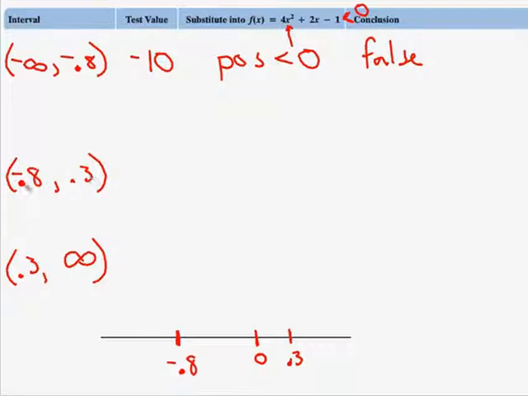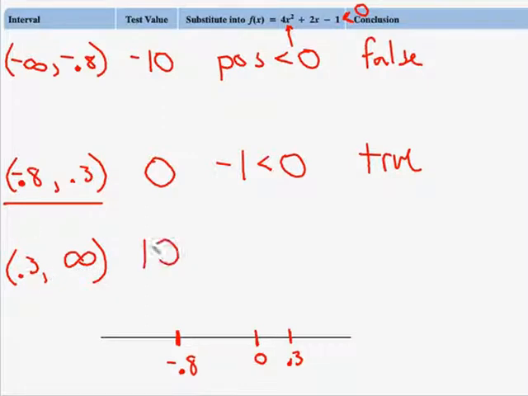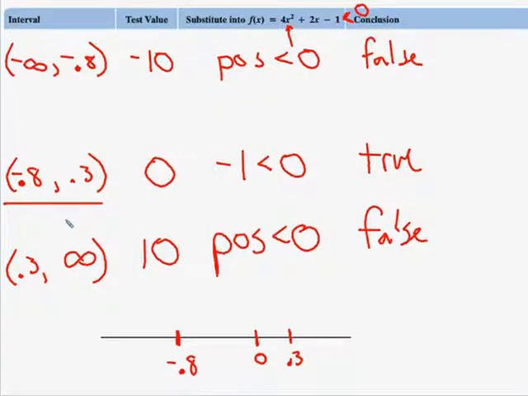Between negative 0.8 and positive 0.3, from negative to positive, we always have 0. 0 is a great number. Then we'll have 4 times 0 squared plus 2 times 0, so that'll turn into a minus 1. Is minus 1 less than 0? Yes, that is true. So we will color in that interval. From 0.3 to infinity, I'd use positive 10. 10 squared is 100 times 4 is 400, plus 2 times 10 is 20, 420. 420 minus 1 is 419. Definitely positive. Are positive numbers less than 0? No, that's false. So the only interval we're going to color in is between the boundary points.